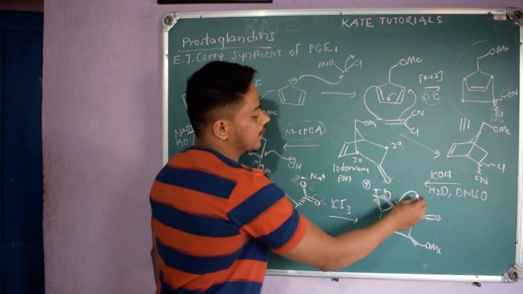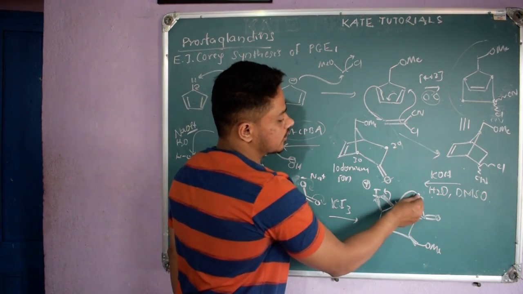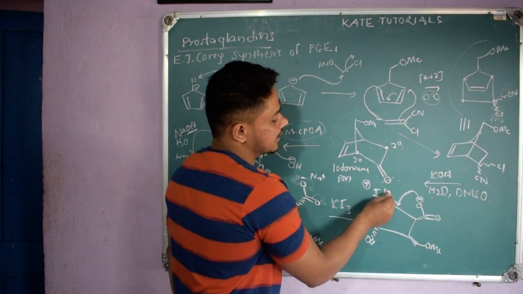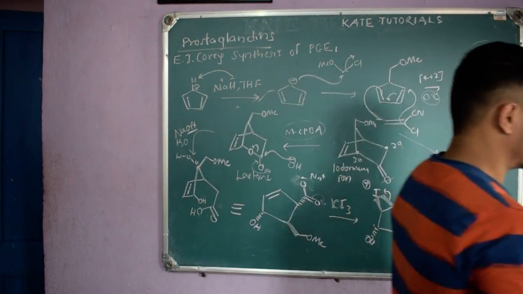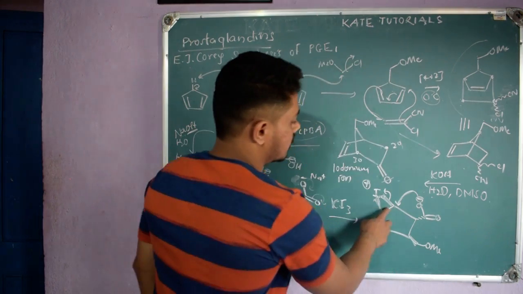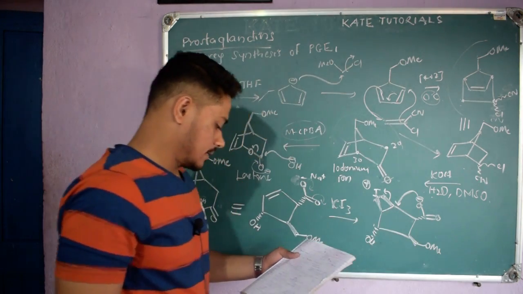So here ring opening happens because this electron density, the O negative, will attack this carbon, and the ring opening happens. Here 1, 2, 3, 4-membered ring it will form, right? 1, 2, 3, 4, yes.